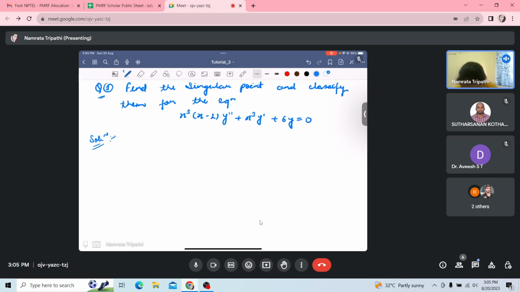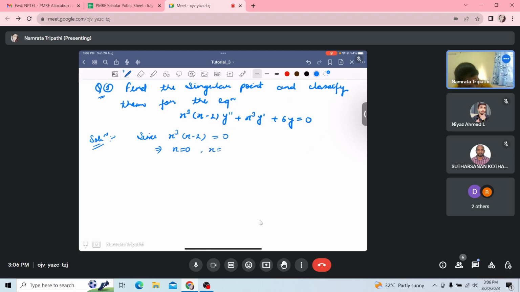Give me the answer. What are the singular points here? x equals 0 and x equals 2. Okay, this is the correct answer. These two are singular points for the given differential equation.